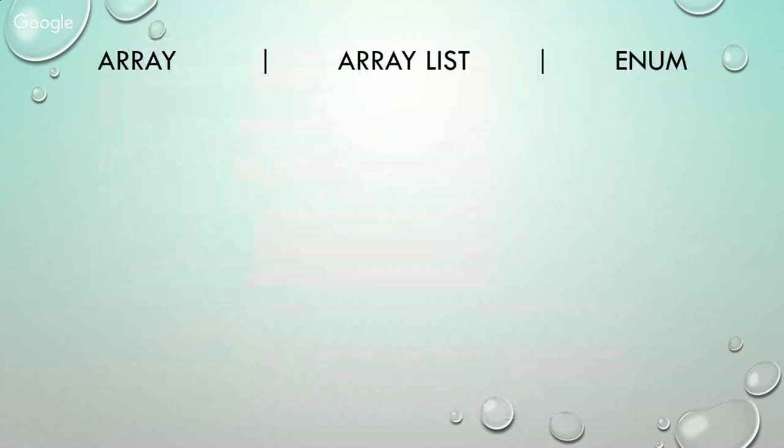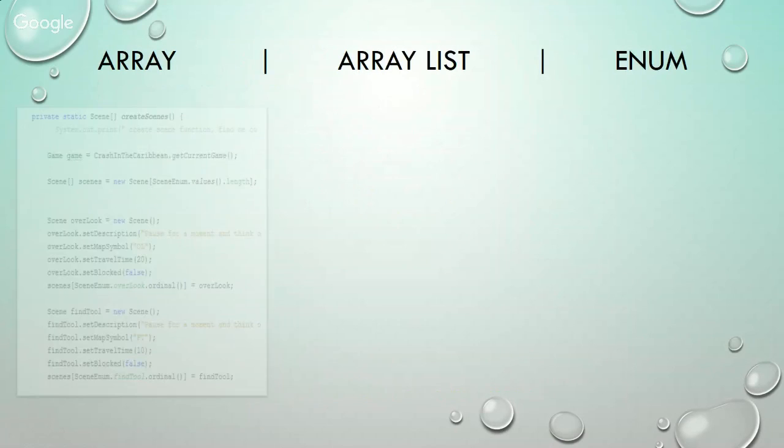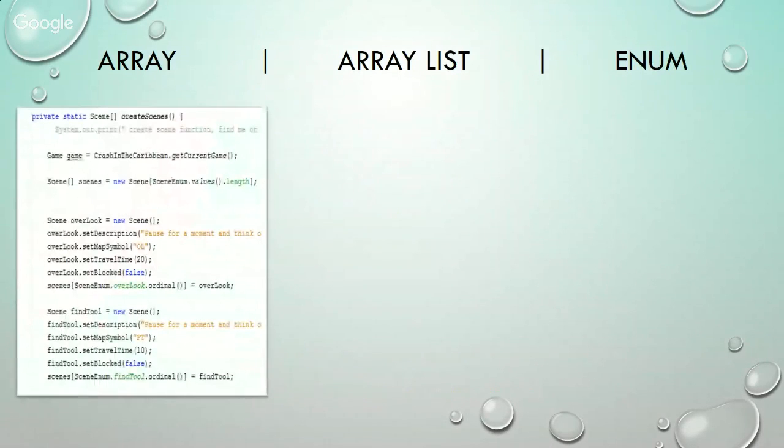Okay, so now I'm going to explain arrays, array lists, and enums, and when they're recommended to use. An array is recommended when the list length is fixed, but you might want to change the items in the list. In our game, we use an array for the scenes because it's of a fixed length. We won't add scenes during the game, and they are all of the same data type.